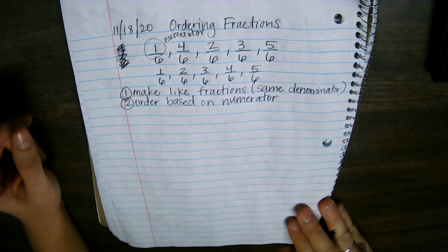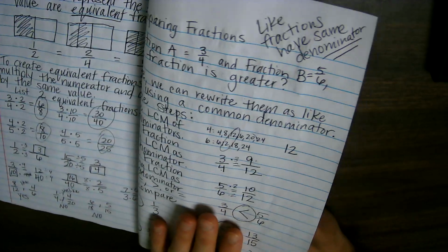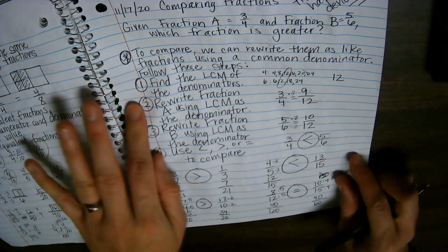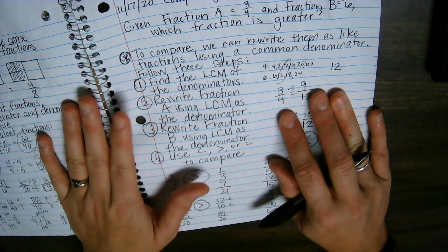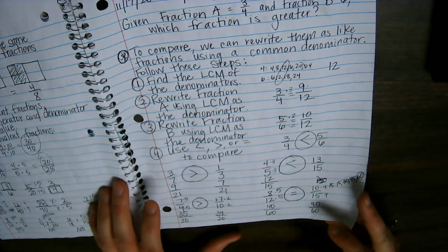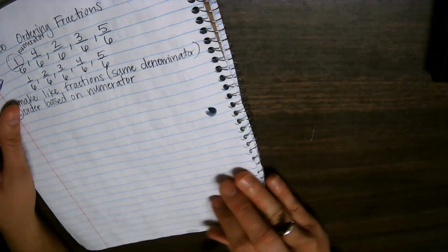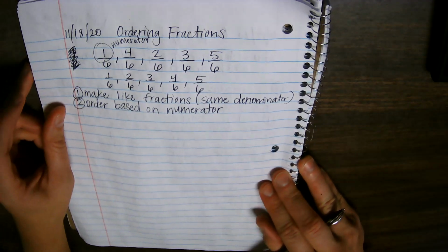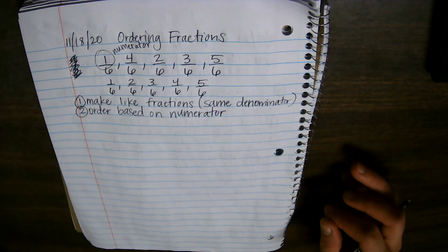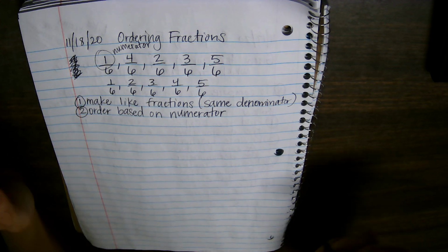Okay? So in order to make like fractions, we're going to have to follow these steps to create them, right? So we're going to find the lowest common multiple of the denominators and write them as fractions over that denominator. Whew, that's a lot. It's really important that you're not missing anything and you're following along with us, right?